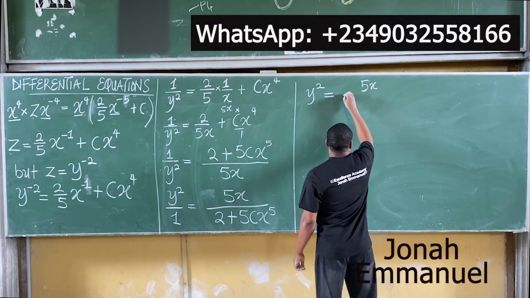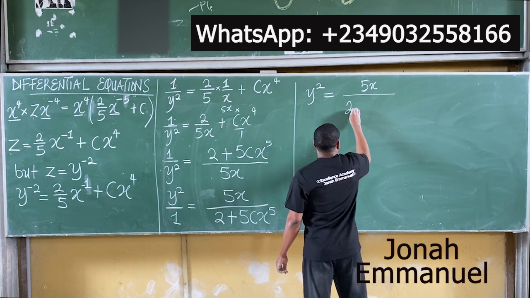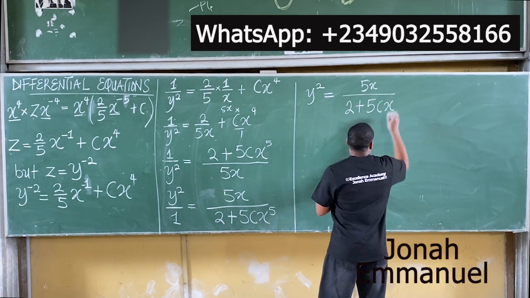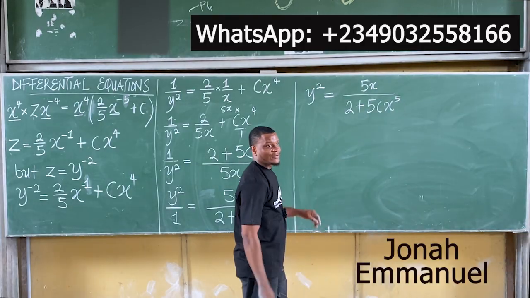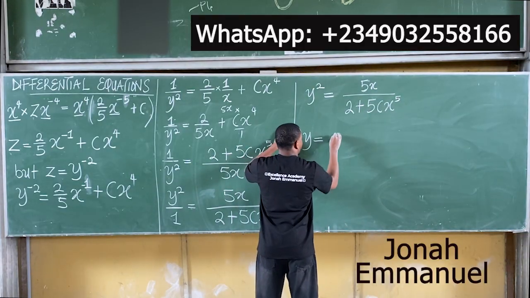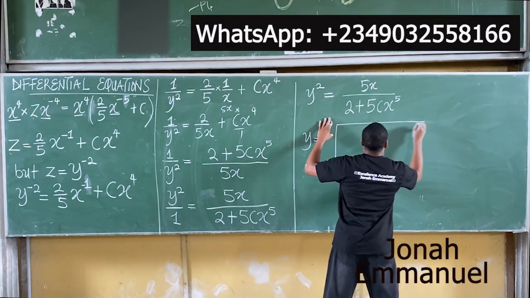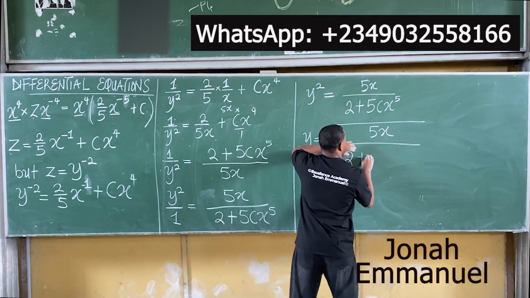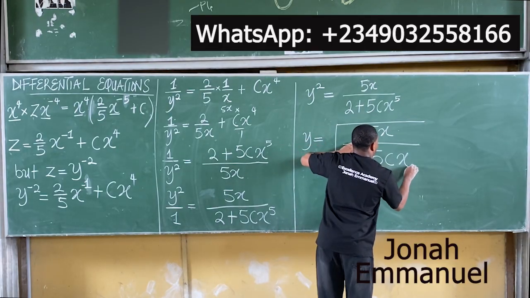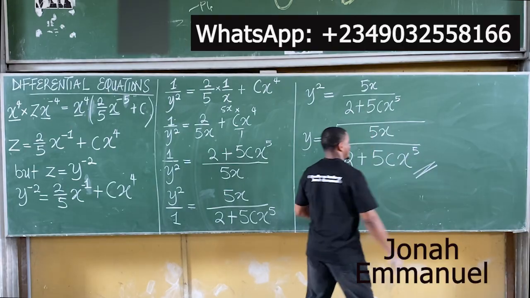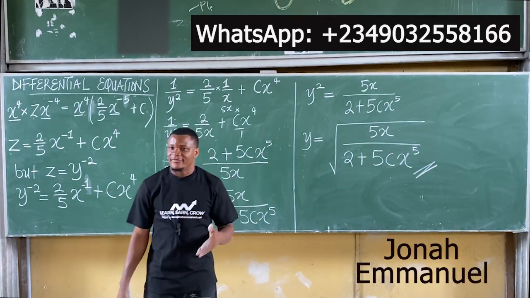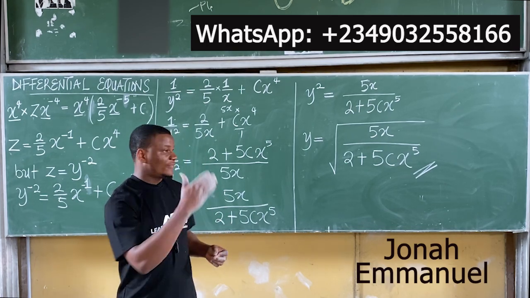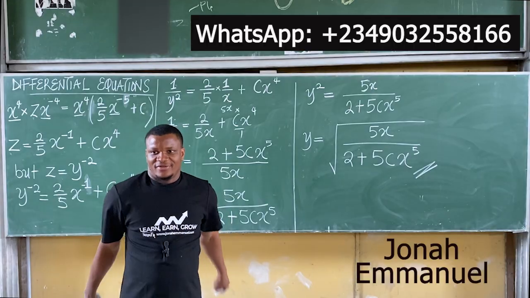5x all over 2 plus 5c x to the power 5. So how do you get y? Take square roots. So y is equal to the square root of 5x all over 2 plus 5c x to the power what there? 5. This becomes the final, most simplified version of your answer. So basically, this is how we solve this question.